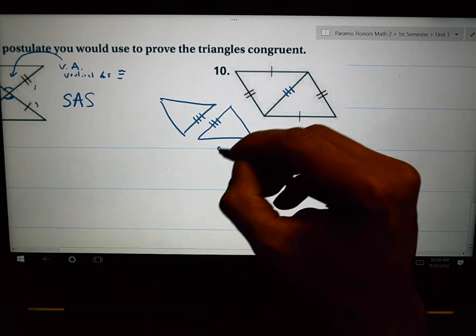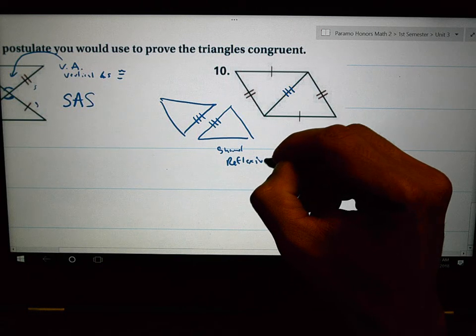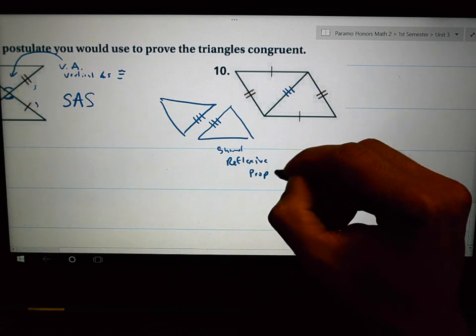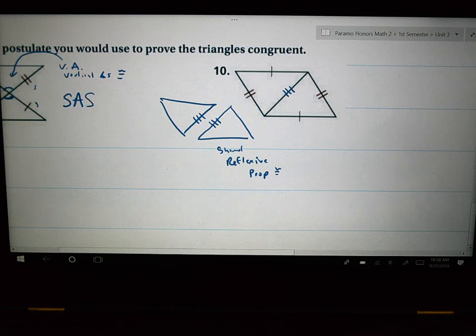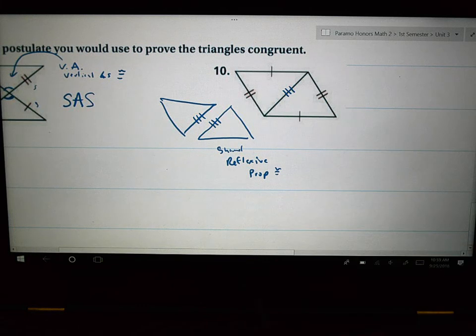I'm going to say shared. There's a property for it, and I might as well write it down now. We're going to learn more about it later on. It's called the reflexive property of congruence. You touched upon it a little in Advanced Math 8 or in Math 1, but you may have forgotten it, so I'm just going to remind you, when something is the same as itself, it is the reflexive property.